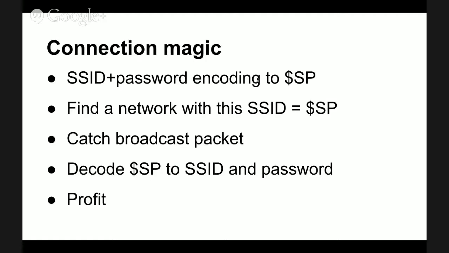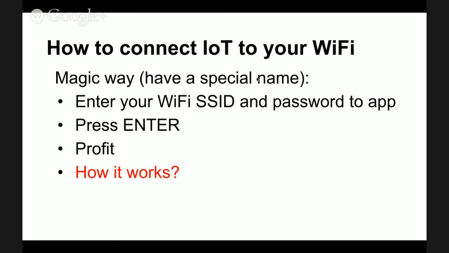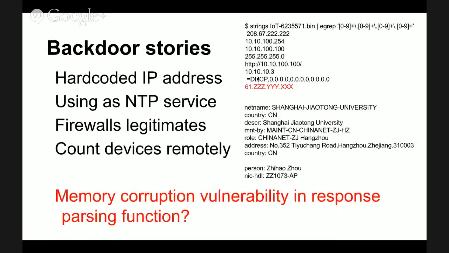And at this stage, of course, it's only a one-time operation, but at this stage any wardriver, any wireless attacker can catch the IoT device's broadcast packet and decode the SSID and password. This connection way has a special name, but I can't remember it now. So, just some backdoor stories.